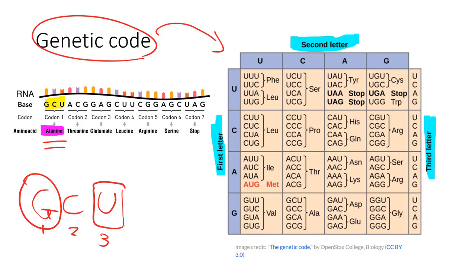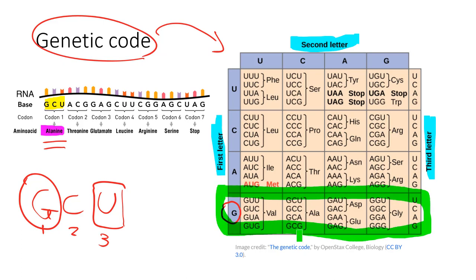So we're going to look at the first letter, and the first letter here is G. So what we have here is all the codons in this part here that start with G. You can tell every single codon here starts with G. Now we're going to look at the second letter of this codon here, and we're going to look at C. So let's look at that. We have the second letter, and all the codons whose second letter is C are found here.